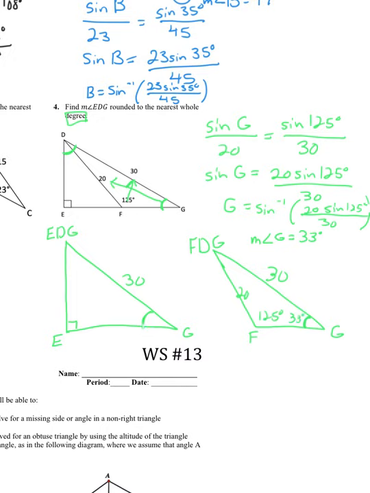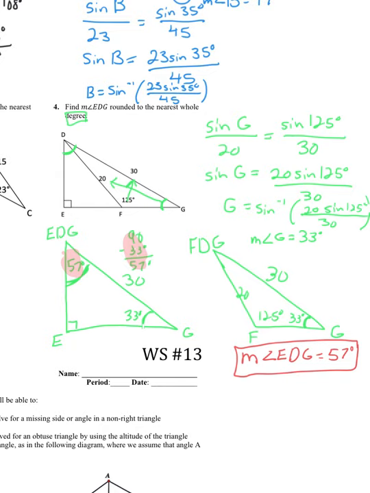So what happens is we have a 33 degree angle here as well. And that means we have 2 angles out of 3 of this right triangle. So we can say 180 minus 90 is 90, 90 minus 33, and we'll end up with 57 degrees. That's how we found this angle right here, 57. So we can say the measure of angle EDG is 57 degrees. All right, that would be our result for number 4.